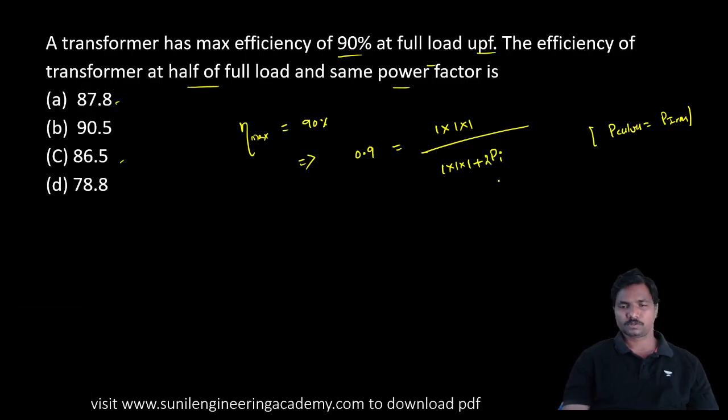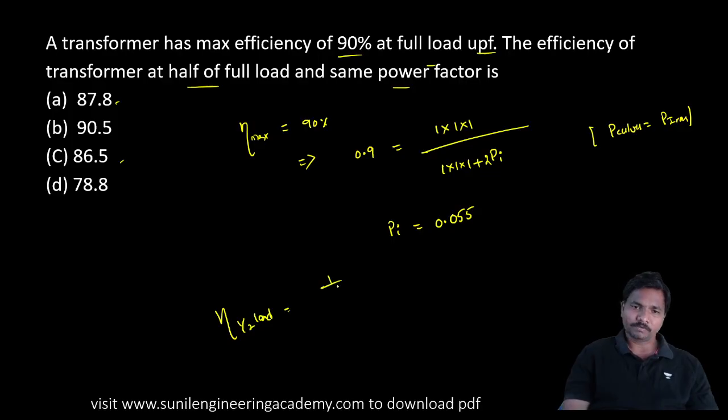Okay. So from this one, we can calculate the iron losses. You will get iron losses approximately 0.055. Then you are going to find out the efficiency at half of the load. Whenever it is half of the load, x is half: half into 1 into 1, over half into 1 into 1 plus iron losses. Here 1 is nothing but kVA, and this is nothing but power factor, guys. Don't confuse.